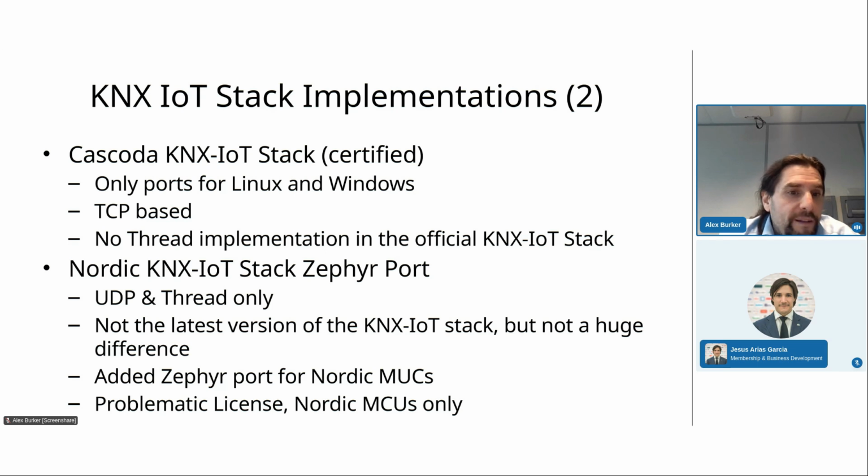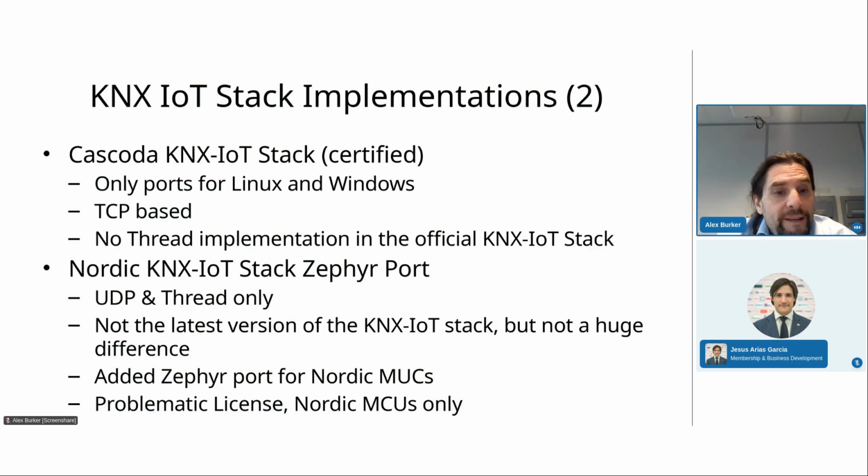And then there came Nordic. Nordic is also producing MCUs. They are known for the very low power and efficient MCUs, which is great. And Nordic stepped in and did a port to Zephyr, which I really like to use. And the implementation is good, and it's very compact. So let's take it. The one thing is it's only UDP and Thread. But since we want to do Thread anyways, that would be okay. They also didn't use the very last version of the KNX IoT stack, but it's also not a big problem. I think this could be implemented and it's not a big deal.